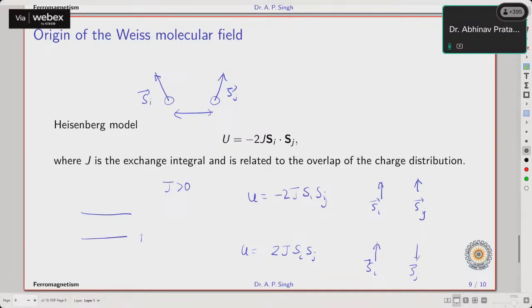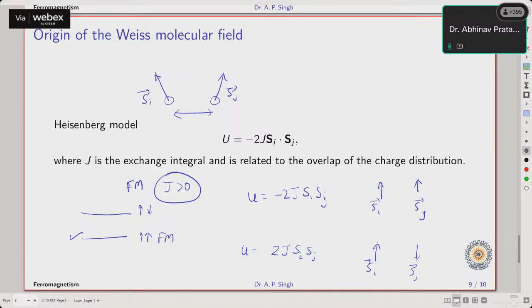So this will have parallel configuration, and this will have an anti-parallel configuration. All right. So the system will actually prefer this state, and this is the case for ferromagnetic material. Therefore, we say that for the ferromagnetic material, the exchange integral is positive.